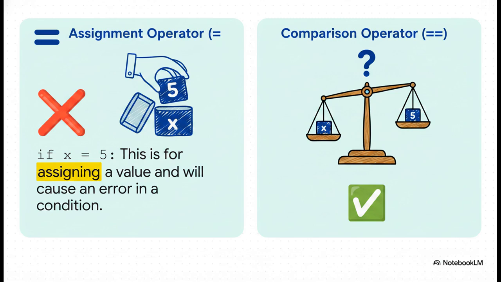Okay, listen up, because this is probably the number one mistake every new programmer makes. A single equal sign is for assignment. It's for giving a variable a value, like x equals 5. A double equal sign is for comparison. It's for asking a question, like, hey, is x equal to 5? Get these mixed up and your code will absolutely break.